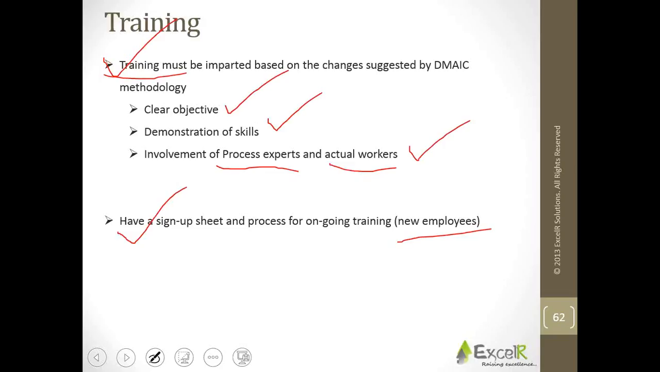Also, whenever a new employee joins a company, there is an induction program that happens. Try to include this improved training part into your new hire training program.